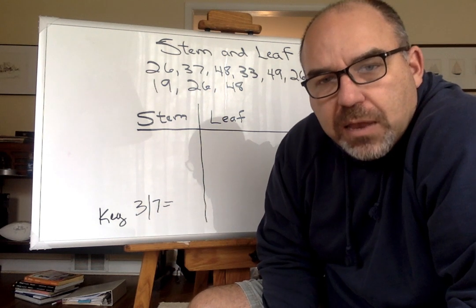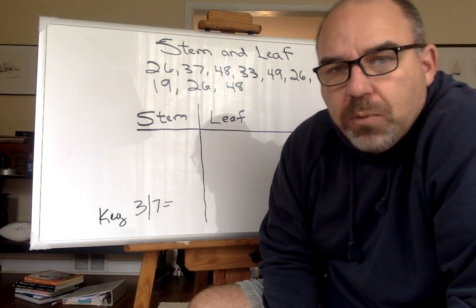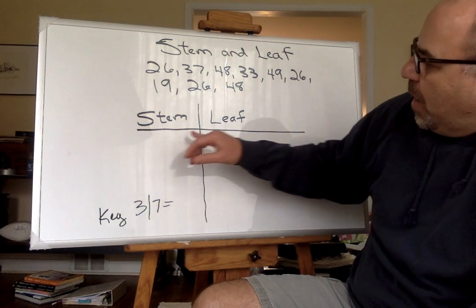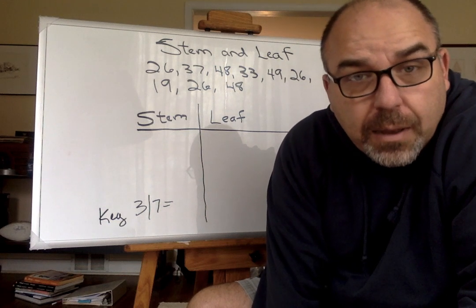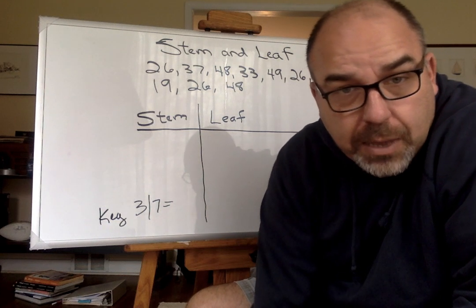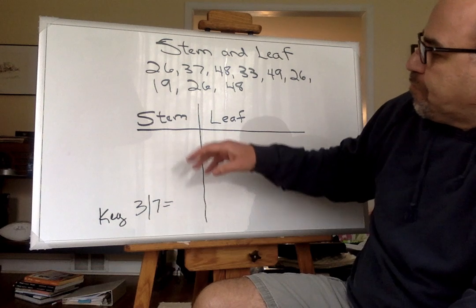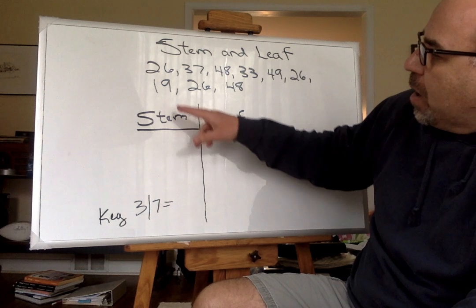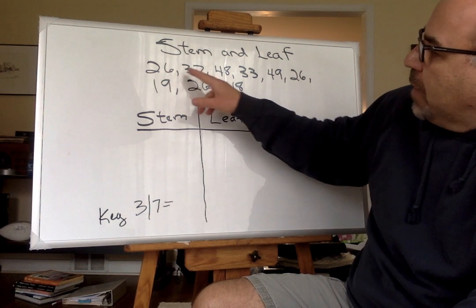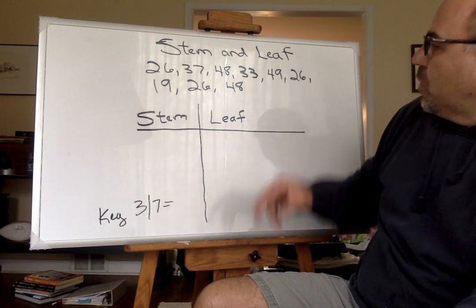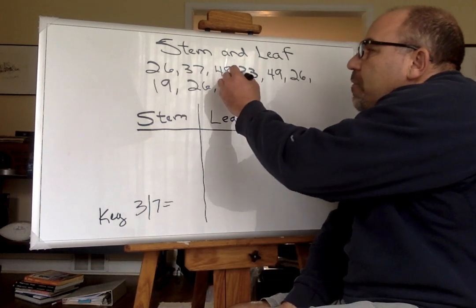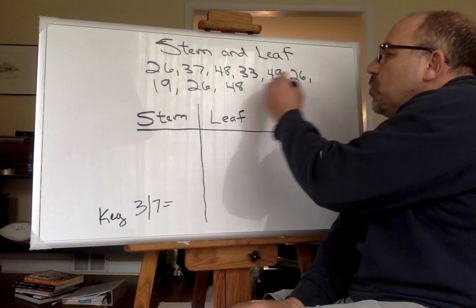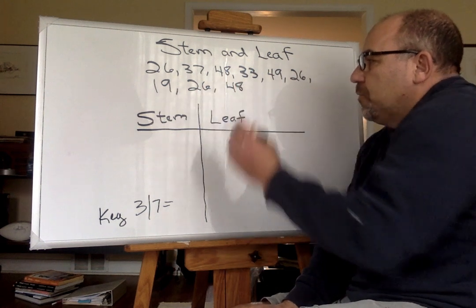I'll explain what the key is for in a couple minutes. But what we want to identify is, what are my stems, what are my leaves? This is not overly complicated. Don't make it overly complicated. The stems are the numbers on the left side. In other words, I've got 26, 37, 48, 33, 49, 26, 19, 26, and 48.